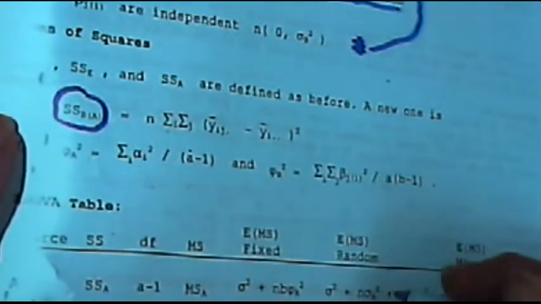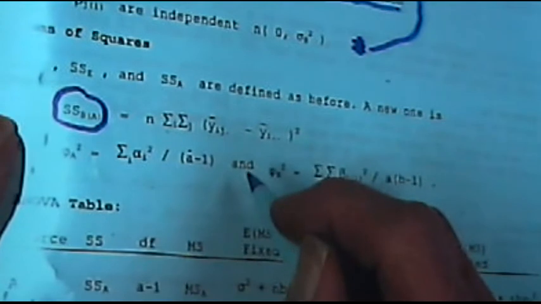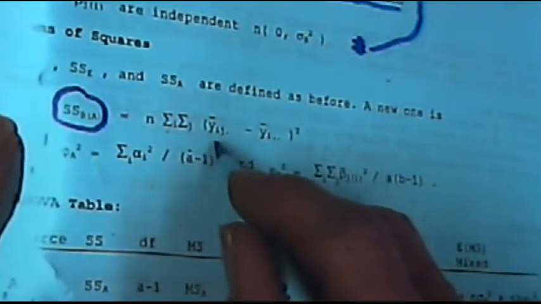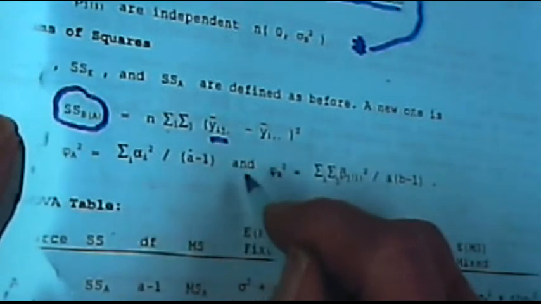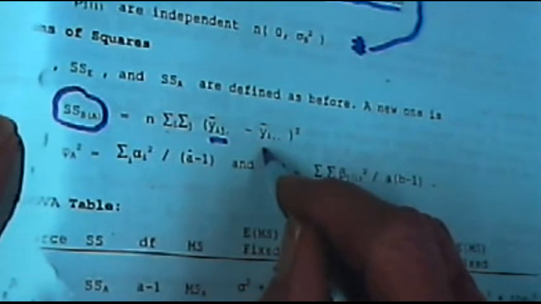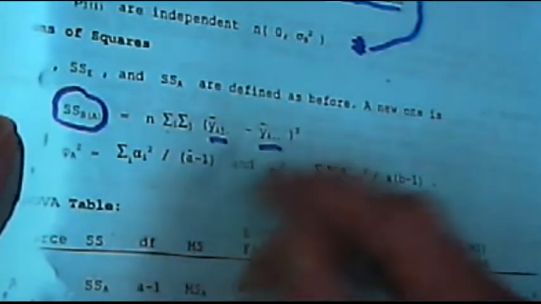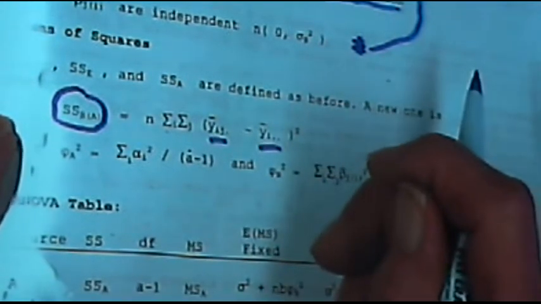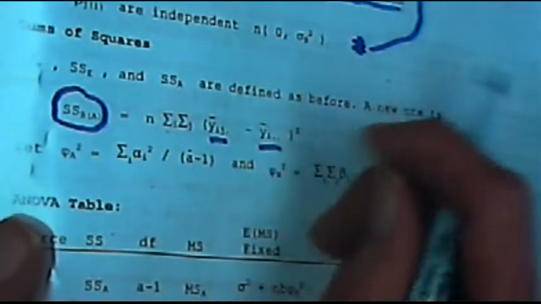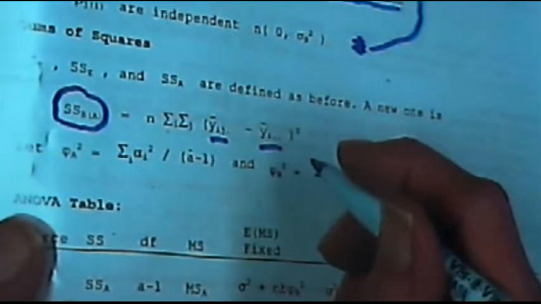And if you look at the definition of this sum of squares, it's got the mean in the ij cell, difference to the row mean, and then that difference is squared and then added up over all cells. So that's sum of squares B nested in A. For some notation, there's a notation for that sum of the alpha i squares, and there's some notation for that sum of the beta j squares.